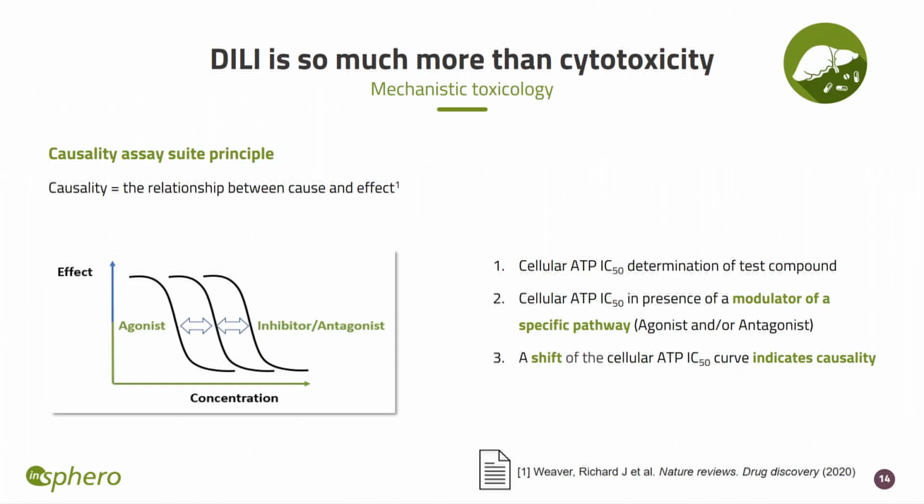But first, a brief introduction on how we are building up this causality assay. Causality means the relationship between cause and effect. And we are basing these assays on the standard ATP assay. In addition to the individual treatment of the test compound, we also include a co-treatment of the test compound together with a specific modulator of a certain pathway. And if we then see a shift in the dose response curve or the cellular ATP IC50 value, this would indicate causality.